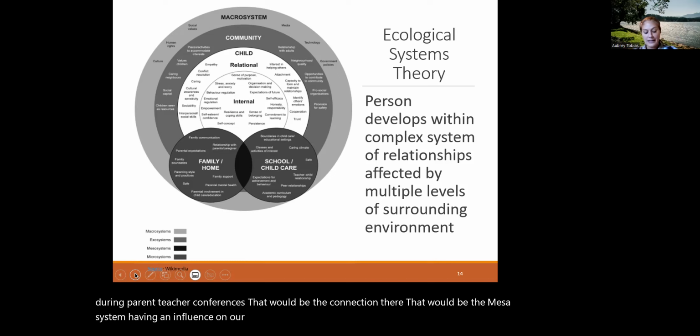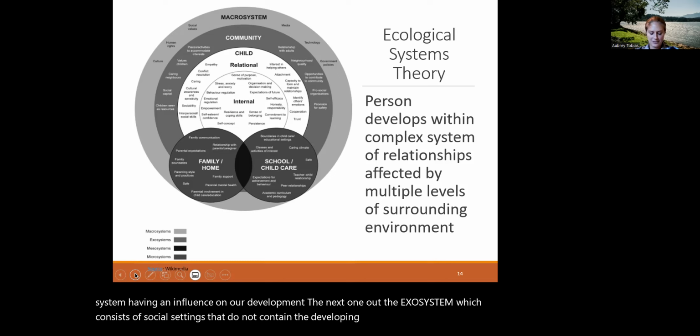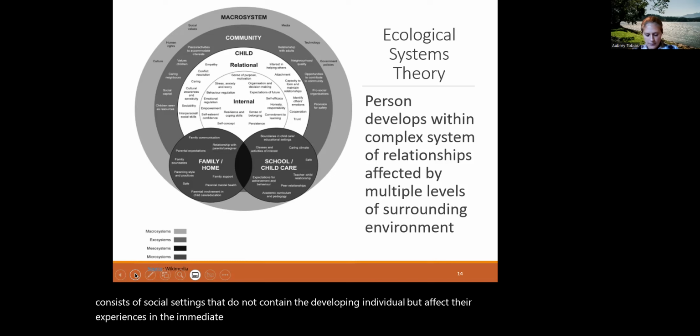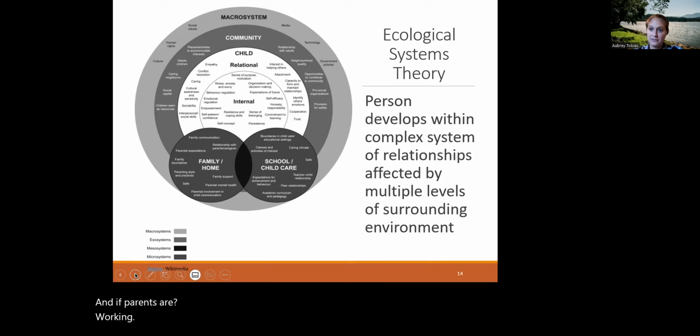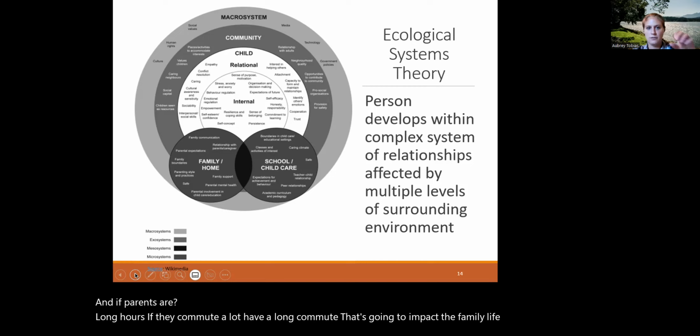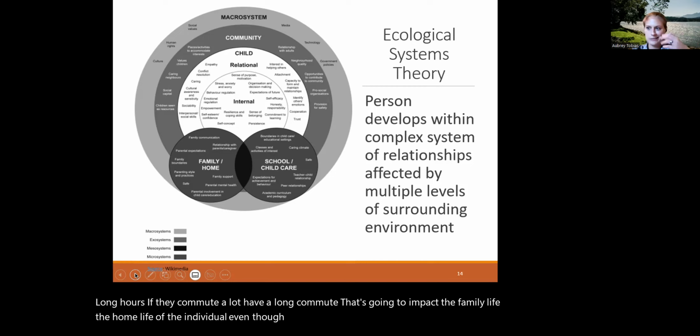The next one out, the exosystem, consists of social settings that do not contain the developing individual, but affect their experiences in the immediate settings. So, for example, if parents are working long hours, if they have a long commute, that's going to impact the family life, the home life of the individual, even though that developing individual is not directly in the parent's workplace.